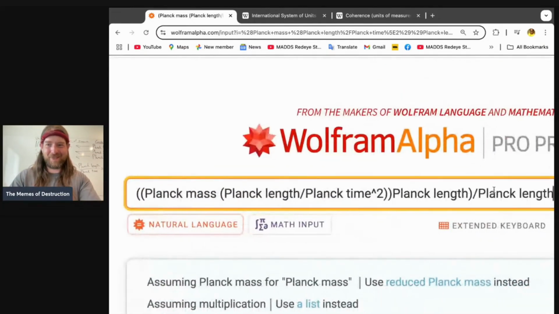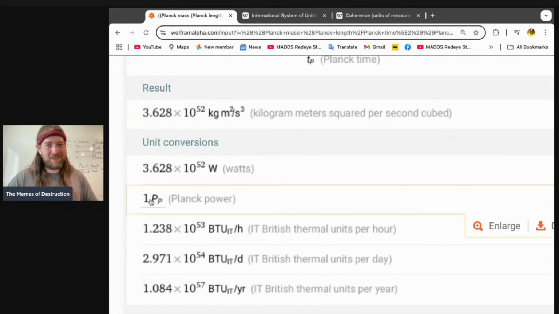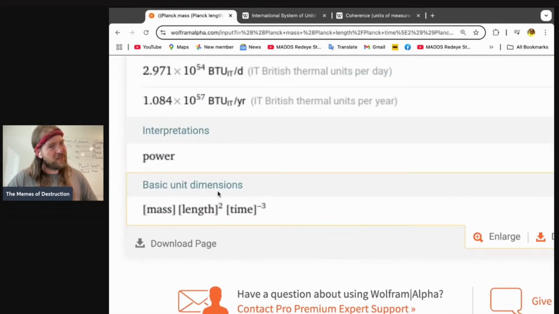So let's do it. Let's divide by the Planck time. Let's see what we got. Oh, look, we got the Planck power. Yep, we're in the dimensions of power.